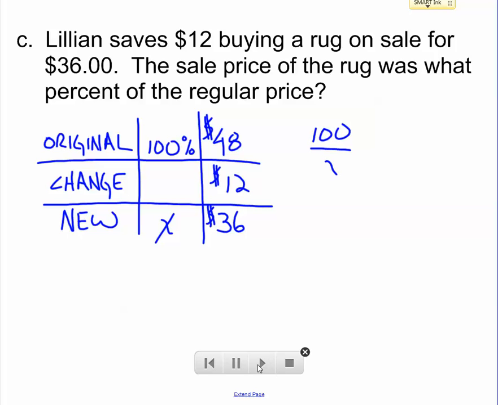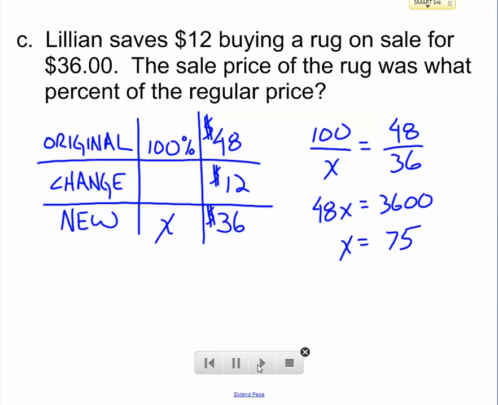So 100 over x equals 48 over 36. You guys should be very proficient at solving these proportions. 75%. Okay, so the discount was 25%, and she paid, the sale price was 75% of the original price.